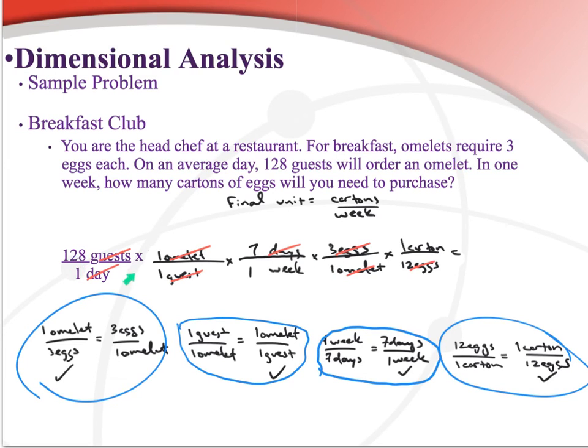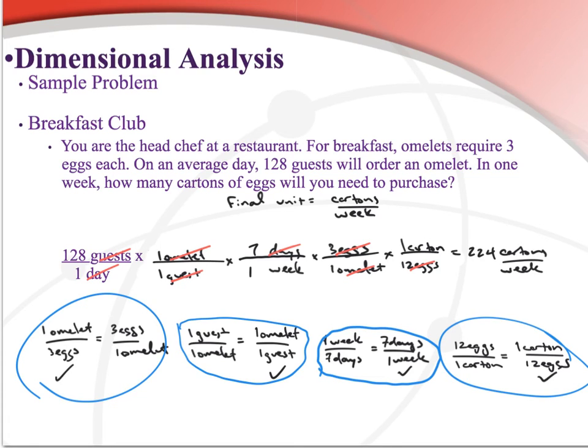It's still 128 times 1 times 7 times 3 divided by 12, or times 1/12, however you want to look at it. 128 times 1 times 7 times 3 divided by 12. Okay, let's see what that gets us. 128 times 7 times 3 divided by 12. Okay, this gives us a final answer of 224 cartons per week.